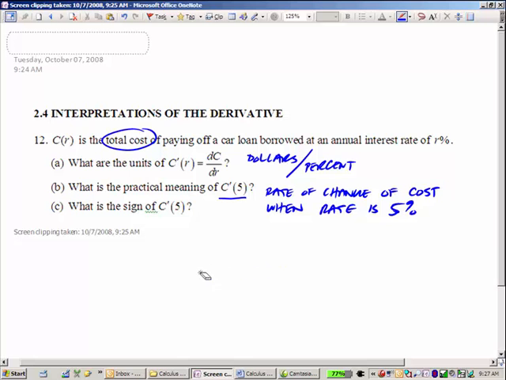All right, so what's the algebraic sign of C prime of 5? You only have 2 choices. I guess you have 3. What's it going to be? Positive or negative? Positive? What's increasing? What's the function? The cost function. Does it make sense that the higher the percent, the more the cost goes up? Yeah. So we have the cost function which goes up as the percentage goes up. That means the derivative is going to be positive.